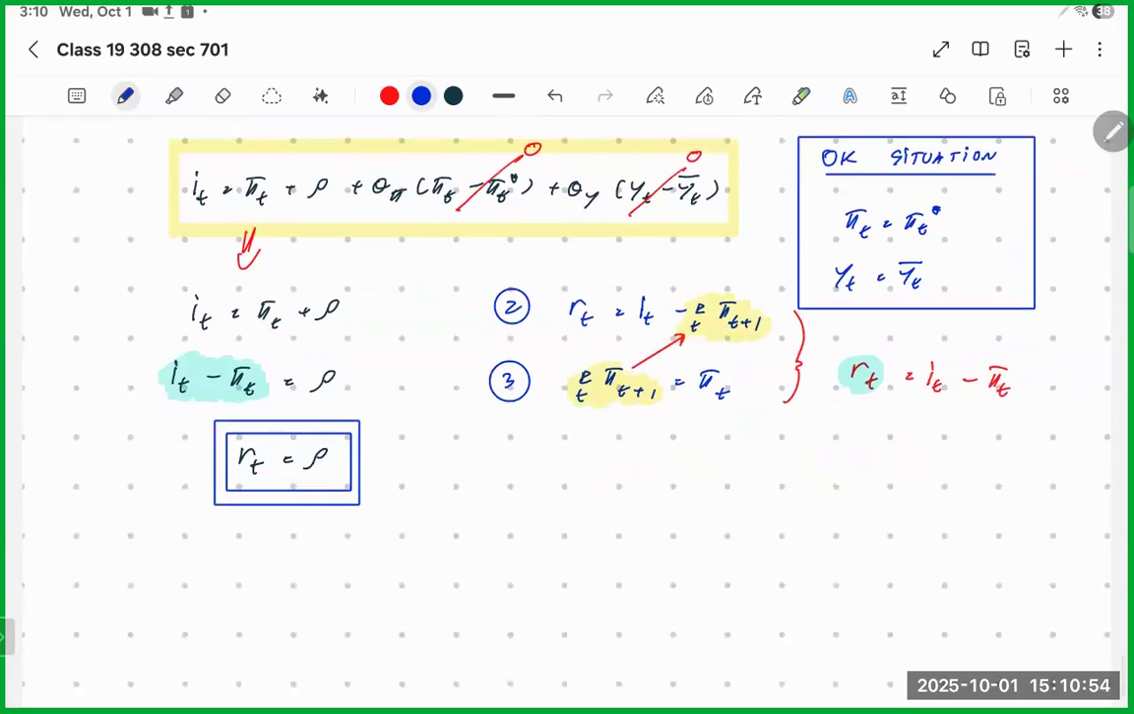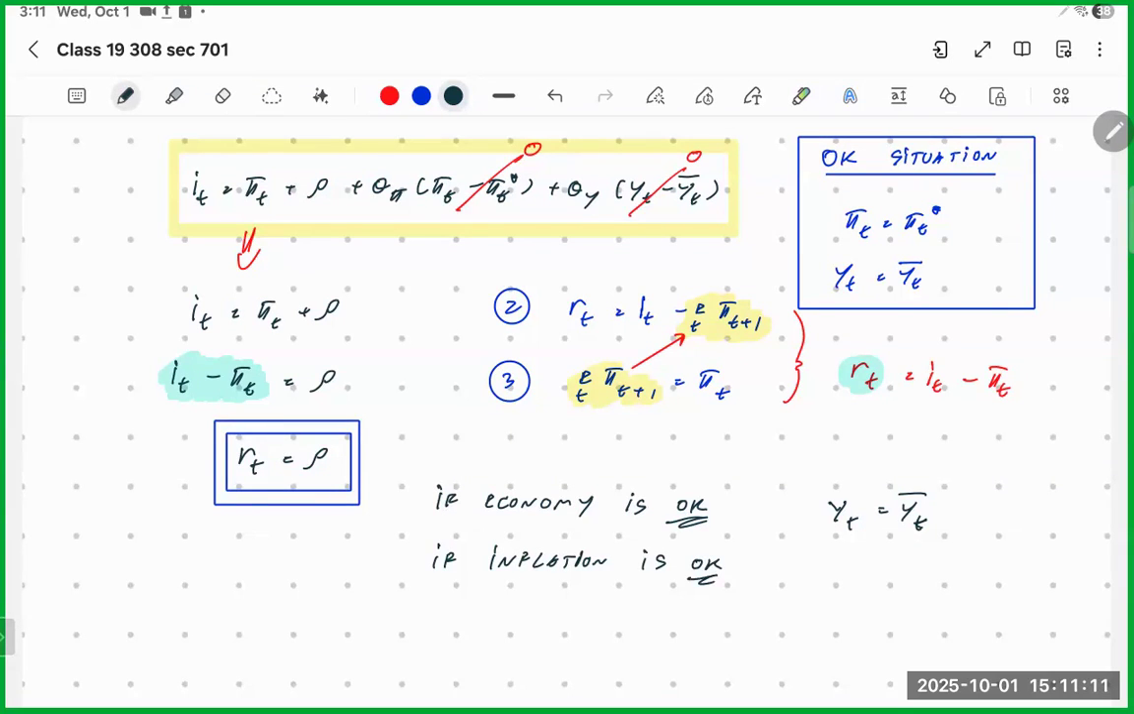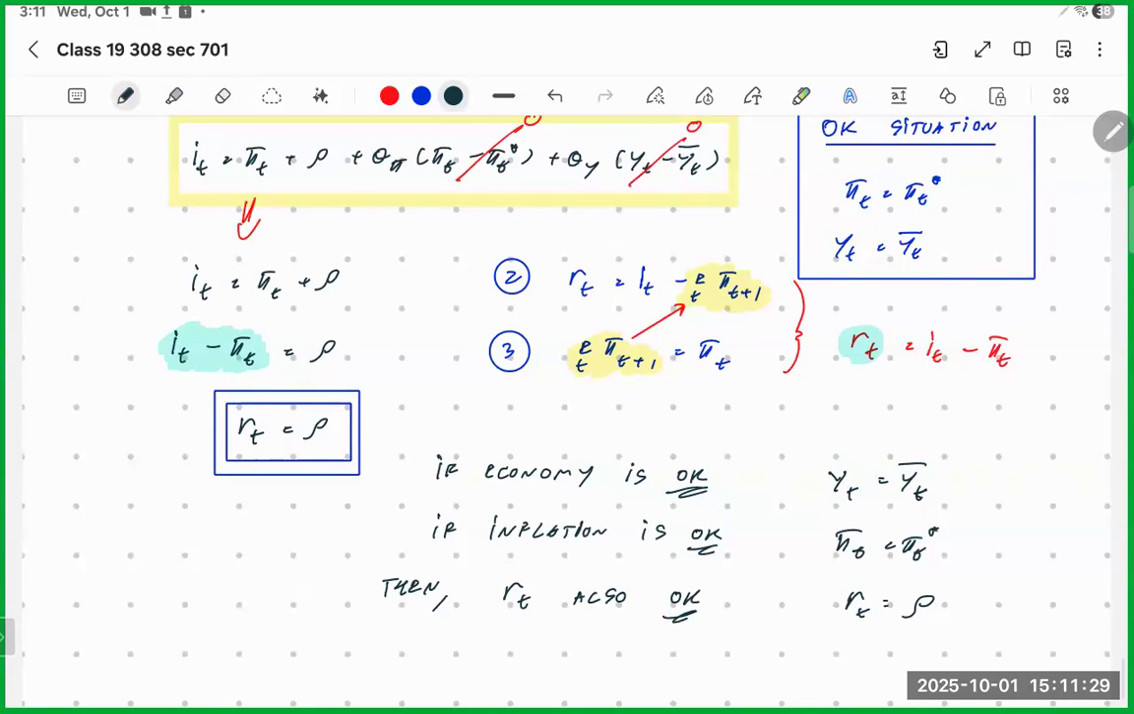Okay, so you can see that if the economy is okay, YT equal to YT bar. If inflation is okay, pi t equal to pi t star. Then the real interest rate is also okay. Real interest rate equal to the natural rate of interest equal to rho. This is the meaning from this equation. So far so good?